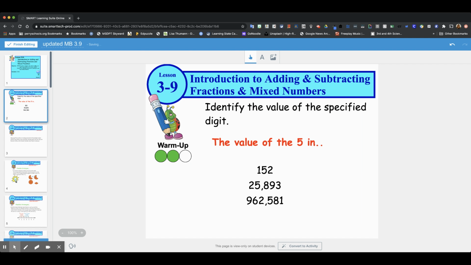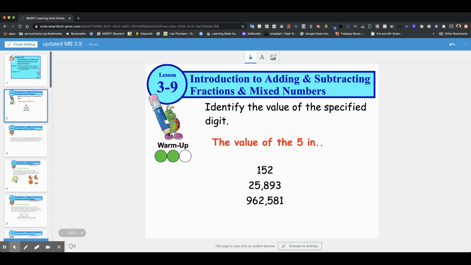Let's warm up. Identify the value of the specified digit. So we're looking at the 5 in each number. In the first one, we have 152. What would the 5 be worth in 152? Well, when we look at it, we can see it's in the tens place, and we know that if it's a 5 in the tens, that means it's worth 50, because we're only talking about the value of the 5.